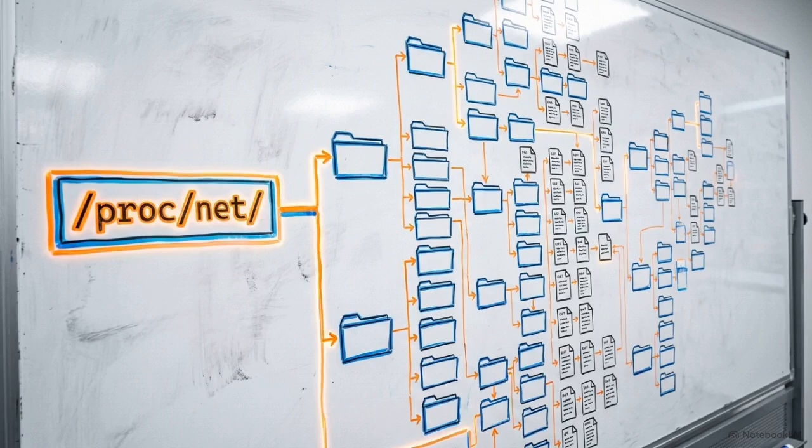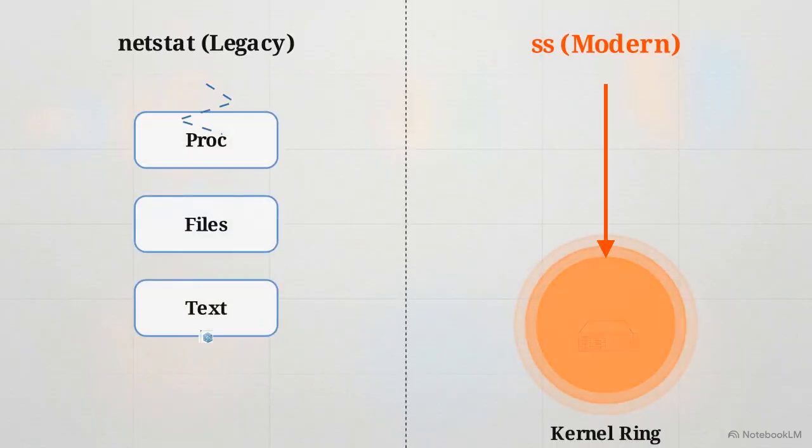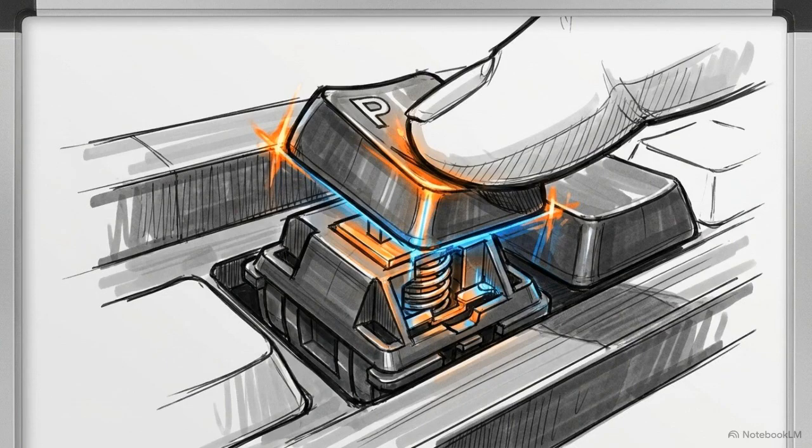It functions by manually parsing text files stored in the Linux directory, which severely slows down its performance on modern machines. This flowchart illustrates why SS, or socket statistics, has replaced it. SS establishes a direct pathway straight into the core kernel ring, resulting in vastly superior query speeds. When running these tools, administrators must use specific flags, like -key.